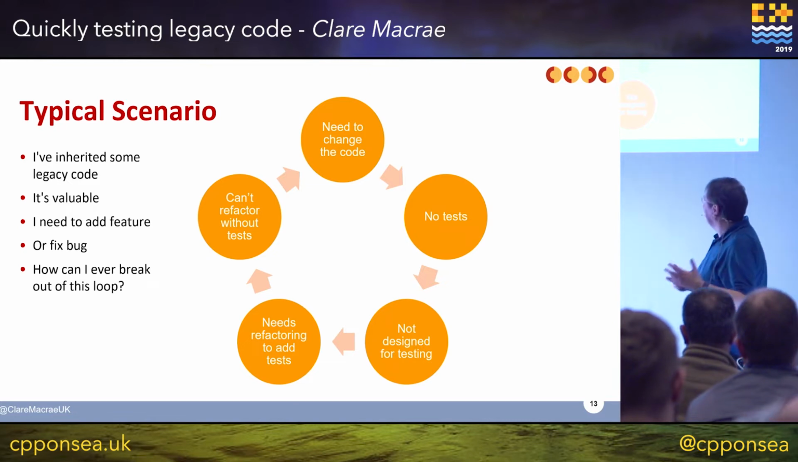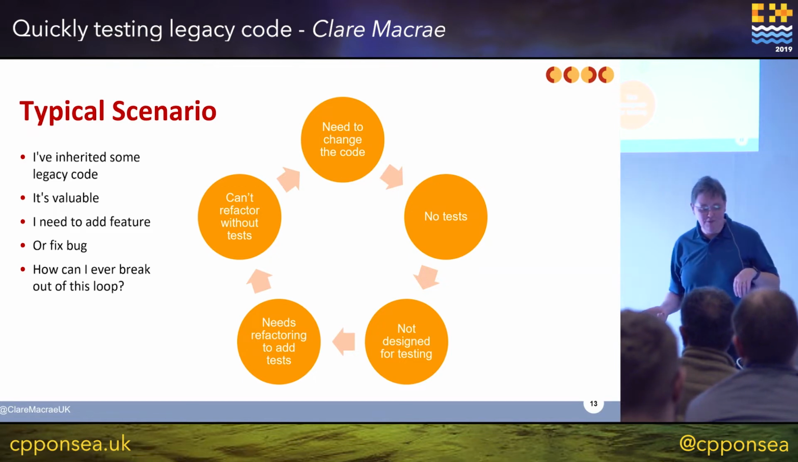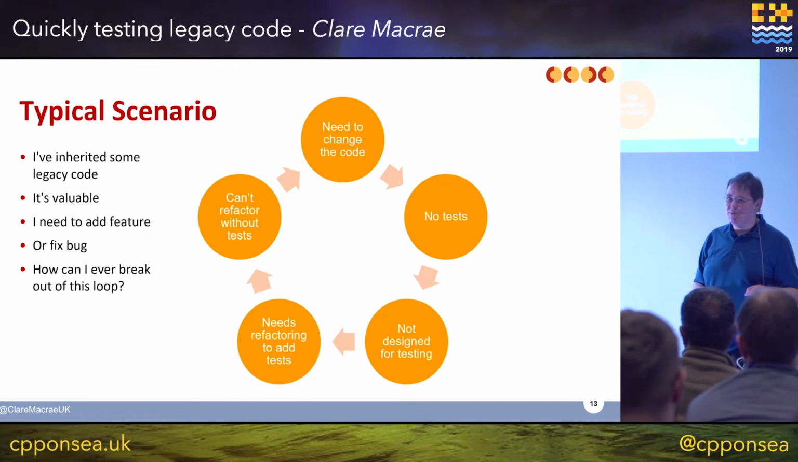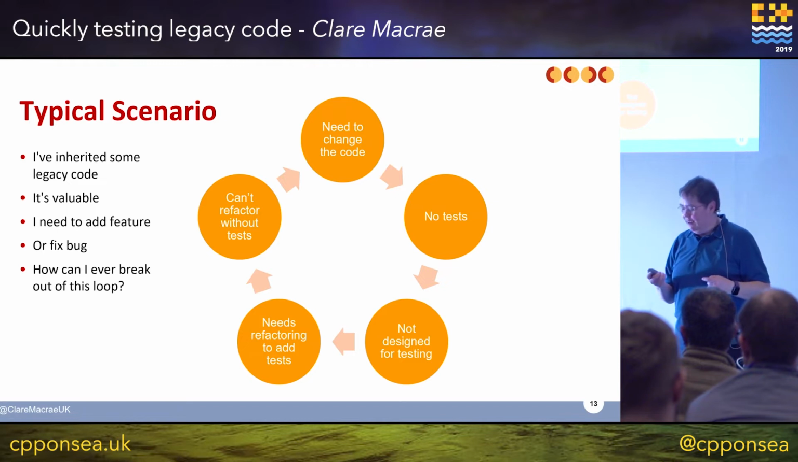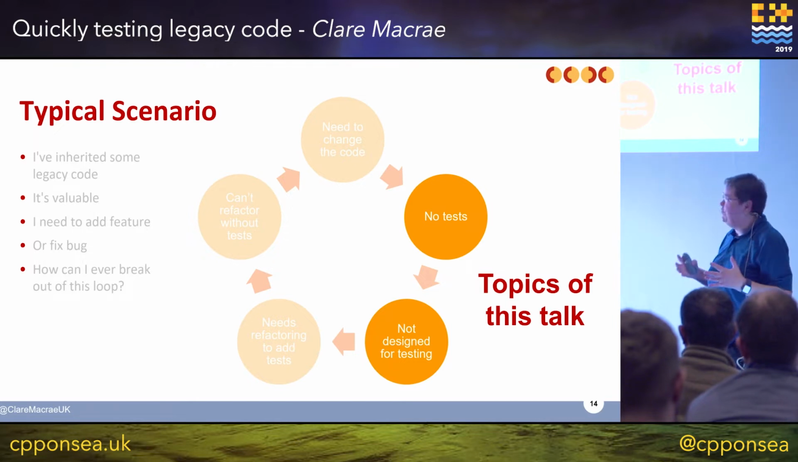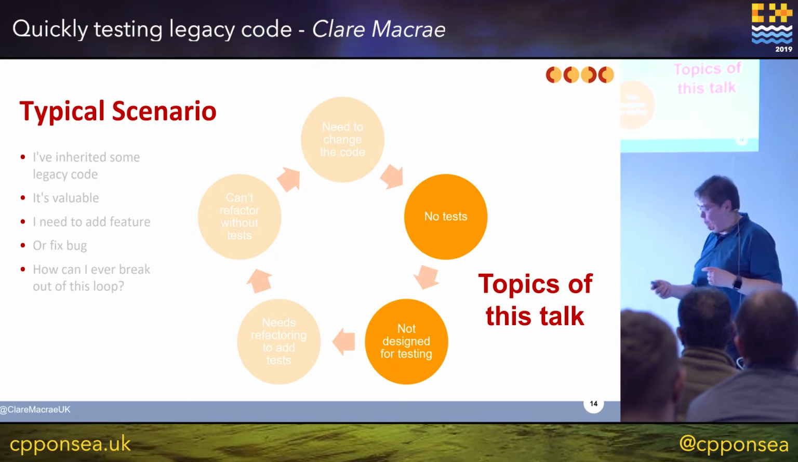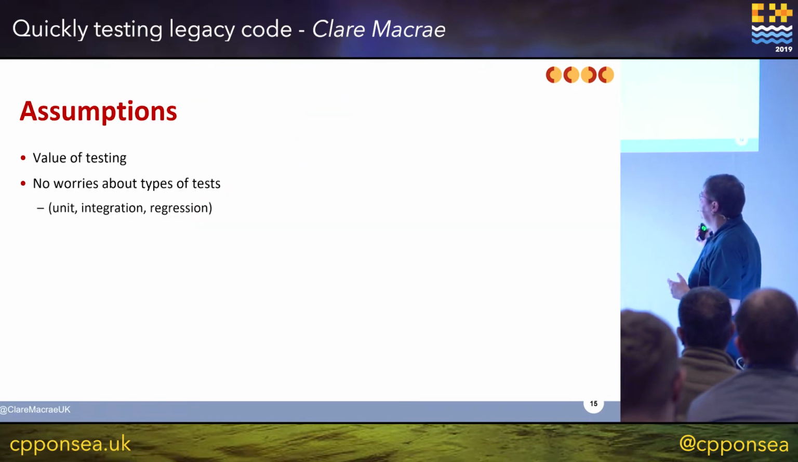So here's the feeling, here's the pain. You need to change some code. There are no tests. Therefore, it wasn't designed for testing, because that's a lot of the benefit of writing tests, is you make it testable. So you need to refactor it to make it testable. But what if you break it? You can't change it without tests, and you go round and round and round, and I certainly know that feeling. In this talk, I'm focusing on the right-hand side. So if you're in that situation that there are no tests and it wasn't designed for testing, how do you start to break out of that cycle? I've got a couple of references at the end for once you've got there, how do you help with the refactoring? But this is the focus of the talk.